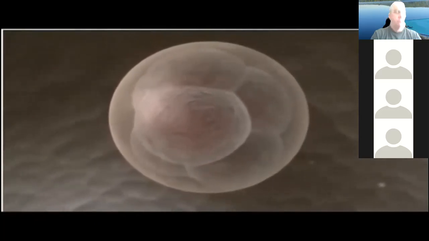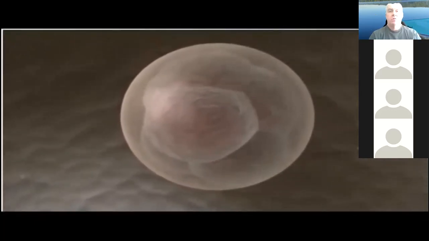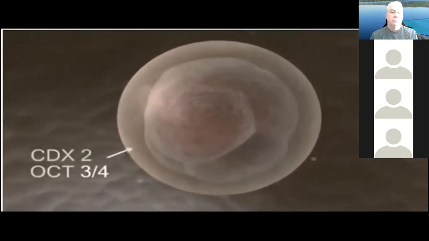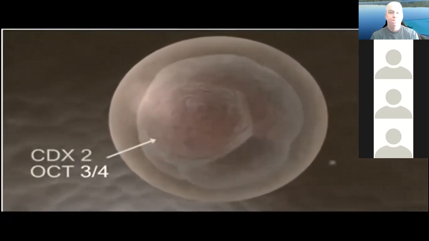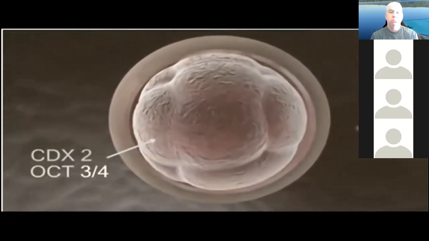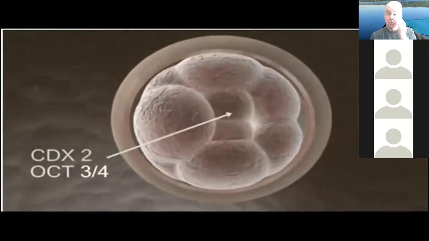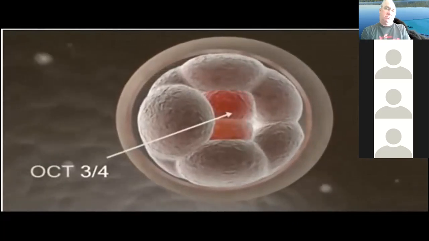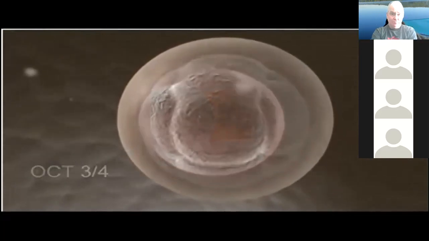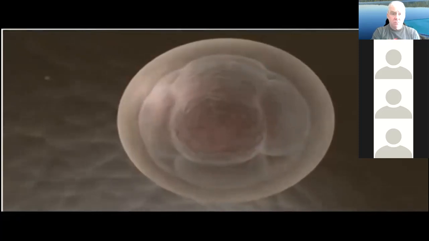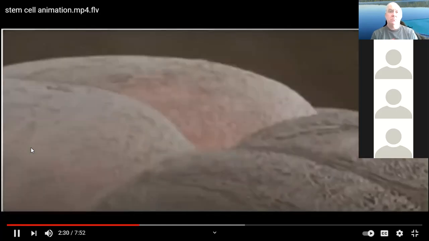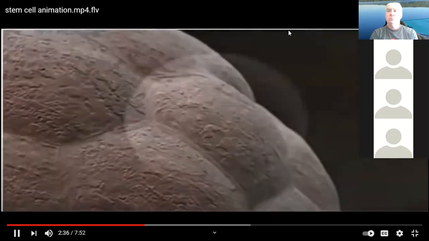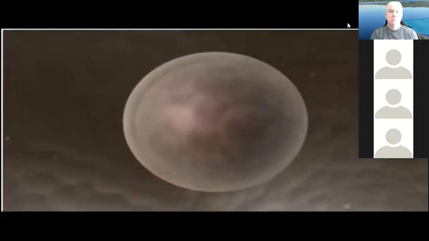In this 8-cell embryo, called a morula for its berry-like appearance, all cells express a pair of genes, CDX2 and OCT3 and 4. But as the cells of the morula go through their next round of division, CDX2 is downregulated in the innermost cells, while OCT3-4 remains expressed throughout. The segregation of these genes is maintained as the cells continue to divide, until after about 10 rounds of division, the embryo has become a hollow ball, known as a blastocyst.